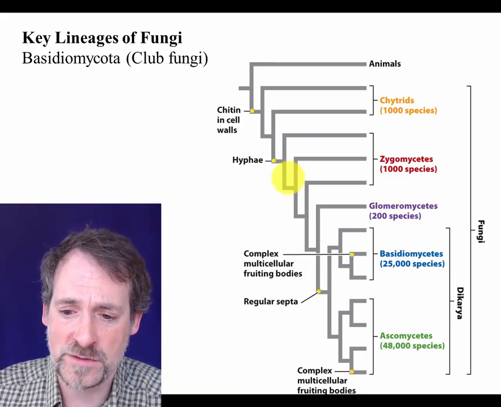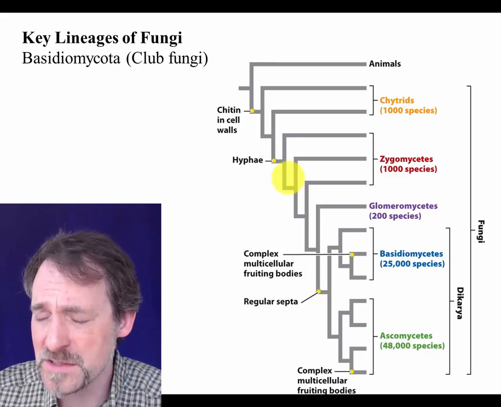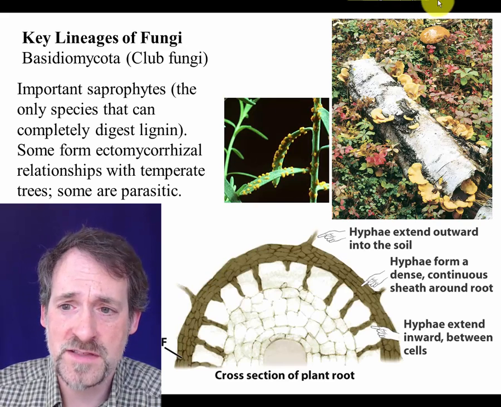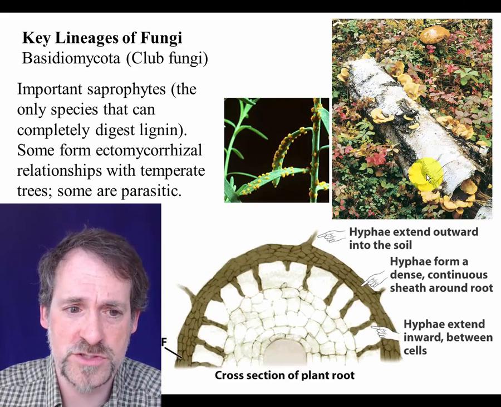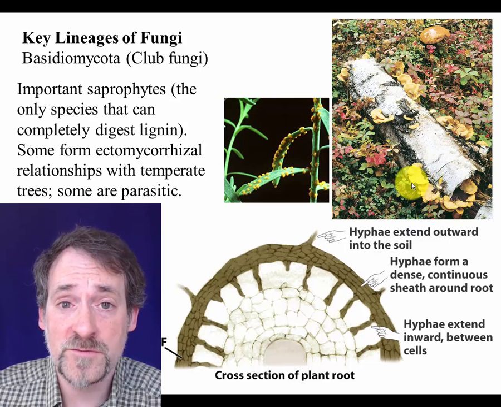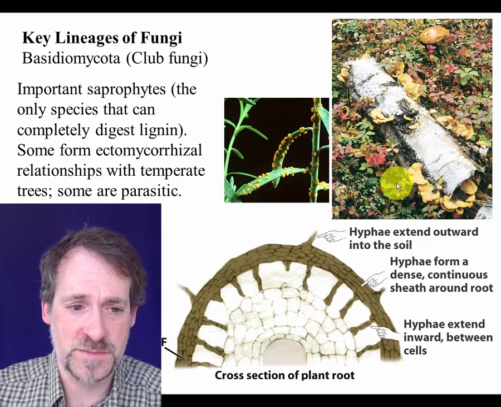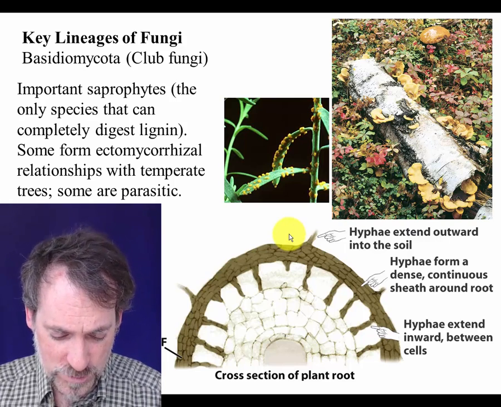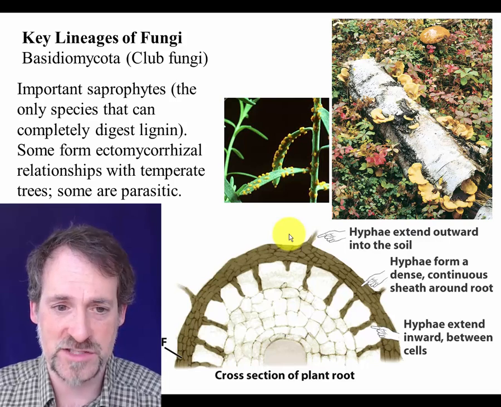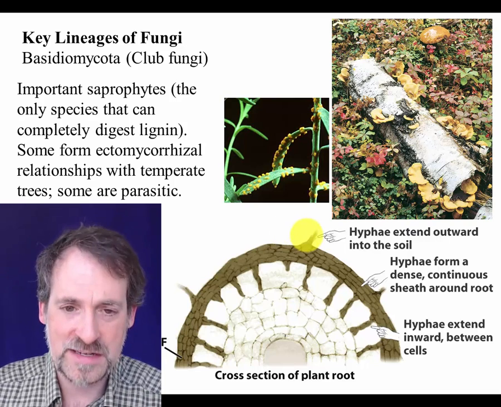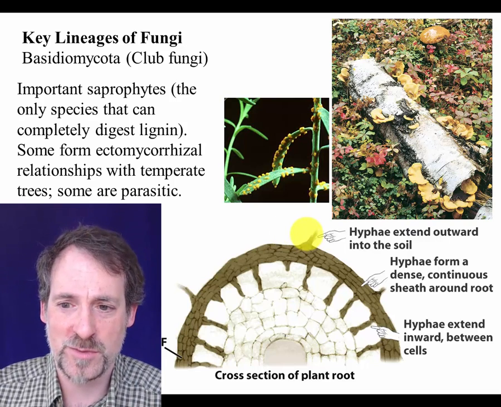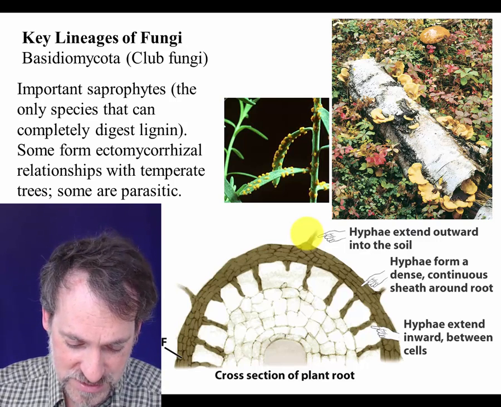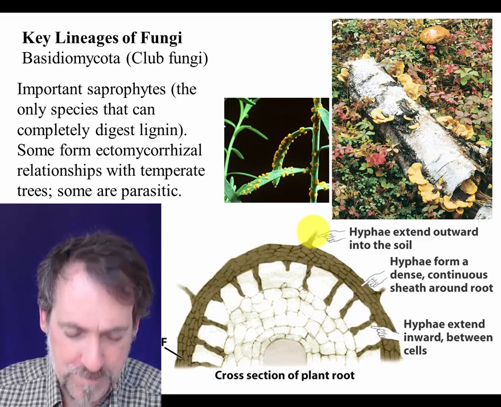The basidiomycota are probably the fungi that you're most familiar with. That's because these are the ones that make things like mushrooms and toadstools. A lot of them form ectomycorrhizal relationships with trees. Some are parasitic, but this is the group that can completely digest wood, completely break down lignin. And of course, that's a very important job because otherwise there would be a tremendous amount of wood that would just persist and persist and persist in the environment.